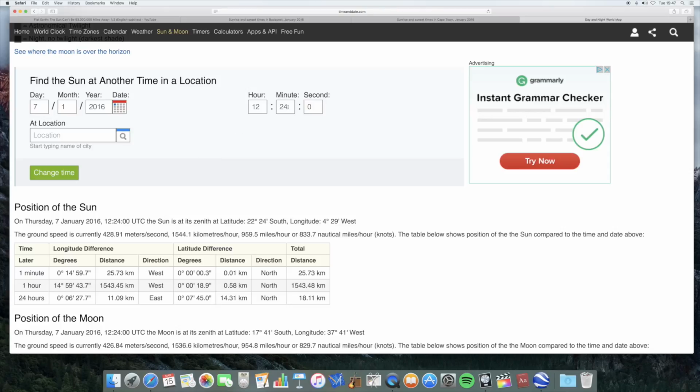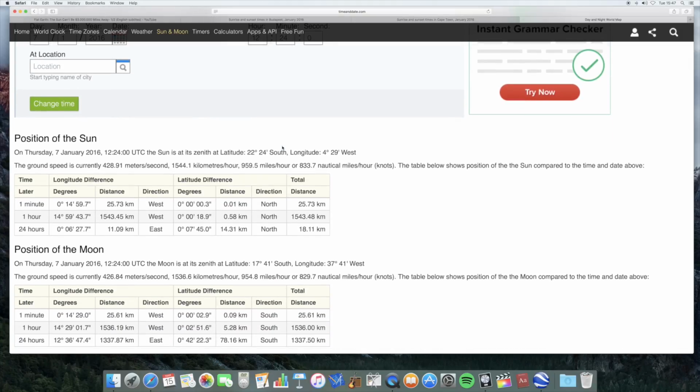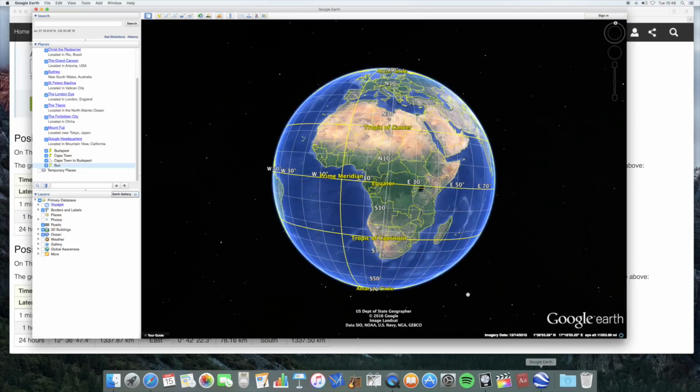12:25. And for some reason you can't put 25 in here, it keeps going to 24, but it doesn't make much difference. So the sun is about 22 degrees 24 minutes south and about 4 degrees 29 minutes west. So let's have a look at this on Google Earth.